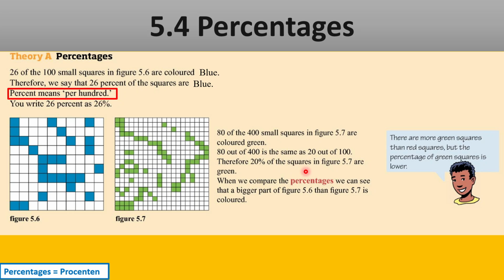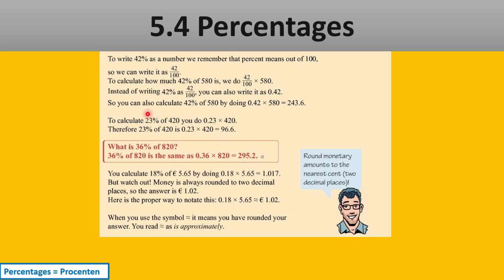And now maybe some of you are confused about how we can get this number right here. How do we calculate this 20%? That is going to be covered in the next slide. Just remember, if you want to write 42%, that's the same as 42 out of 100, and that's the same as writing 42 divided by 100.